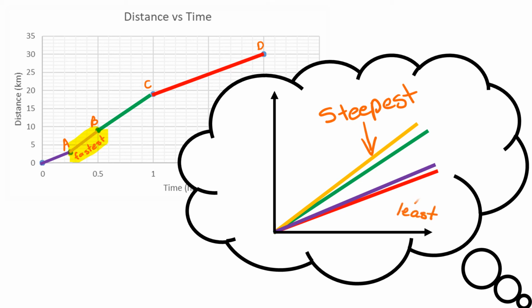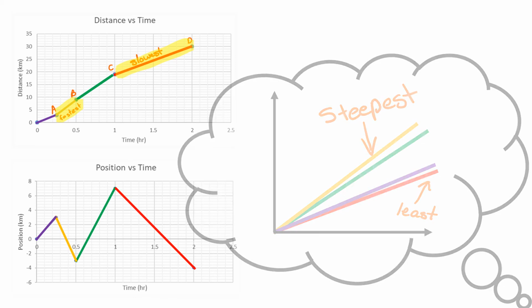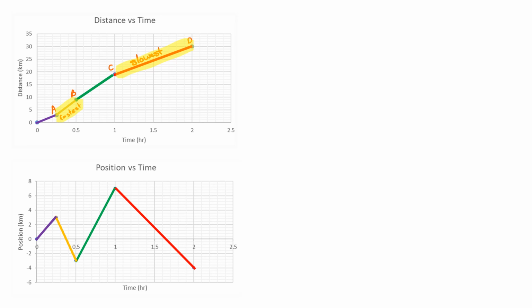But what about the slowest? Yes, Alex, Candy's motion was the slowest between points C and D, when she was probably getting really tired and started to try to find her way back home, but missed it by 4 kilometers, ending up in this position and traveling a total of 30 kilometers.